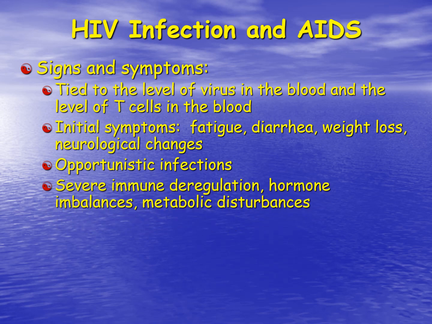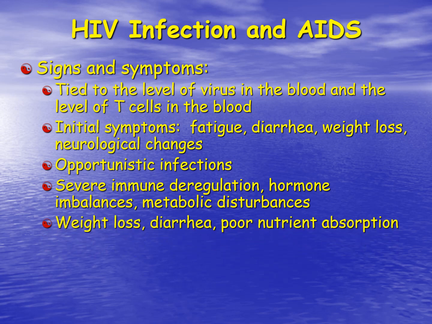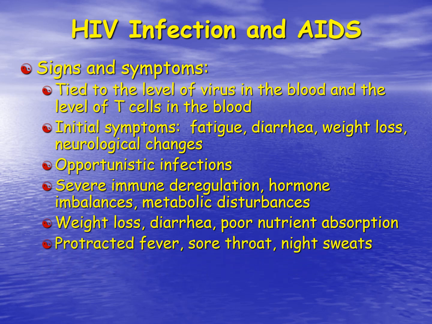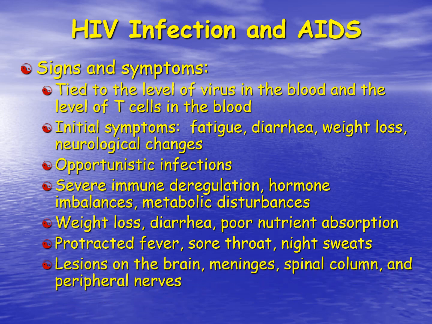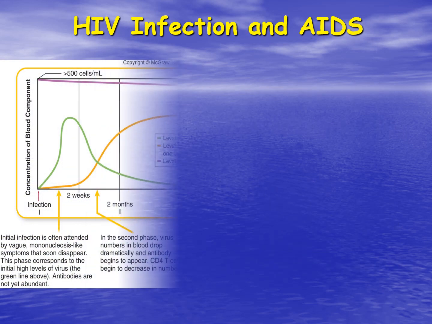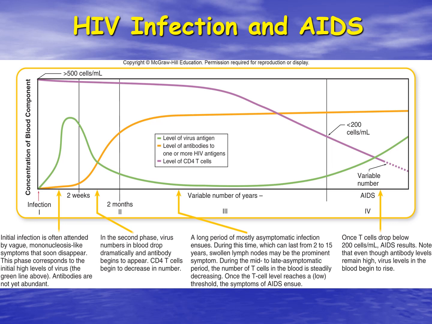But as the disease progresses and the infection becomes more severe, we get fewer and fewer T helper cells, and this results in severe immune deregulation, hormone imbalances, and metabolic disturbances. This results in weight loss, diarrhea, poor nutrient absorption, and can lead to protracted fever, sore throat, night sweats. Even lesions on the brain, meninges, spinal cord, and the peripheral nerve have been seen in AIDS patients. Now, this may take years for AIDS to actually show up.